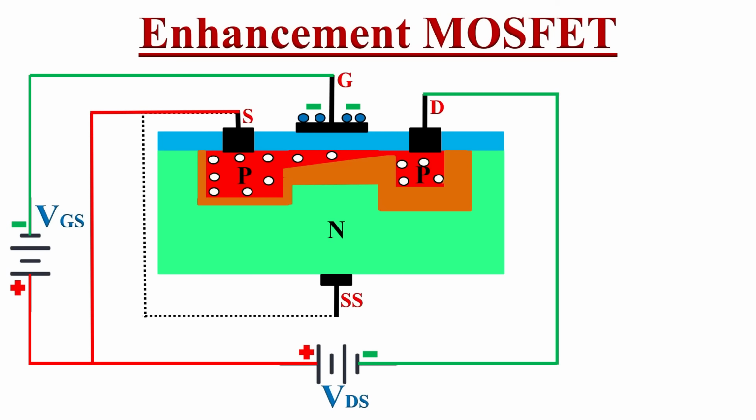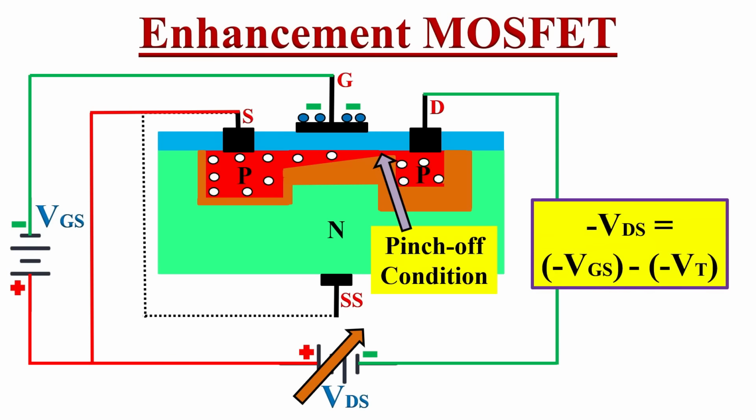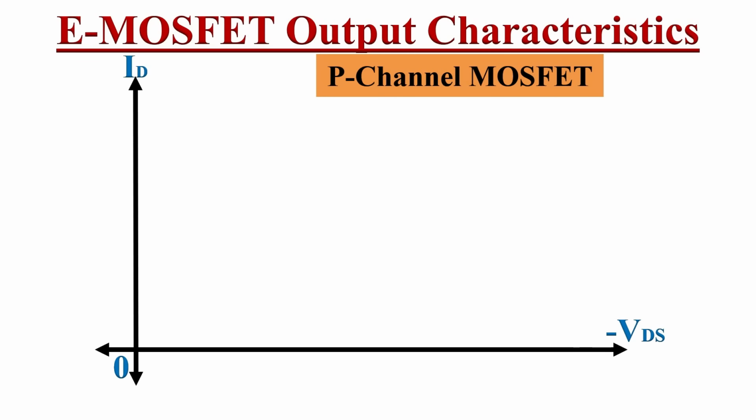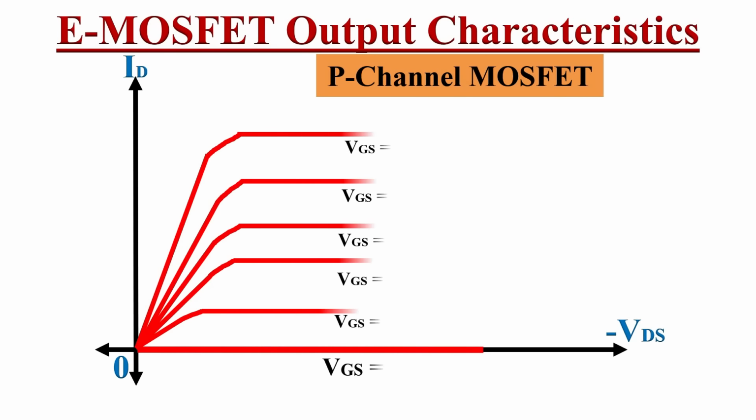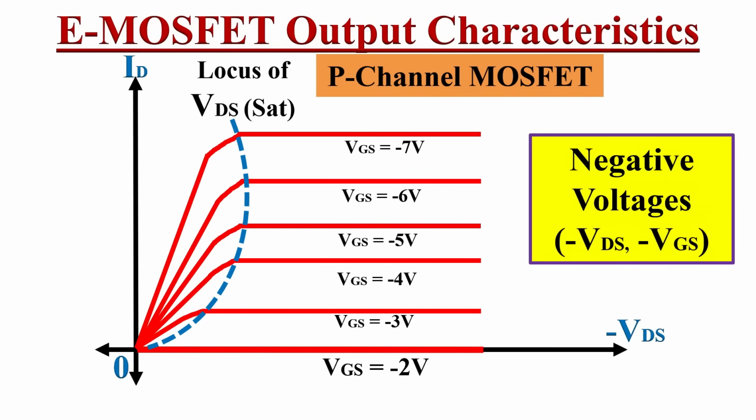Here also, as we increase the voltage VDS, the pinch-off condition will occur in the MOSFET and the current flow gets saturated. This pinch-off condition occurs whenever minus VDS equals minus VGS minus of minus VT. Here all the voltages will be negative. Now for the P-channel enhancement MOSFET, the drain or output characteristic curve will look like this. But here the voltage VDS and the gate voltage VGS will be negative.